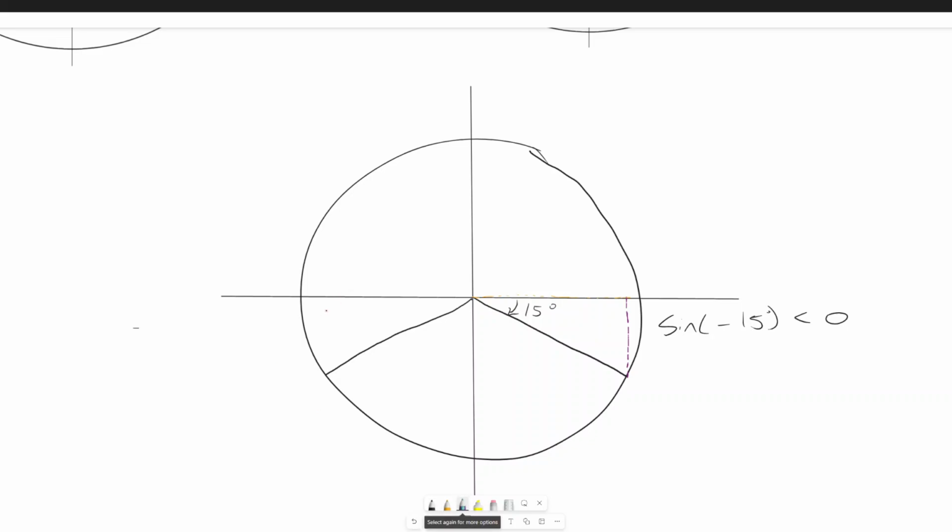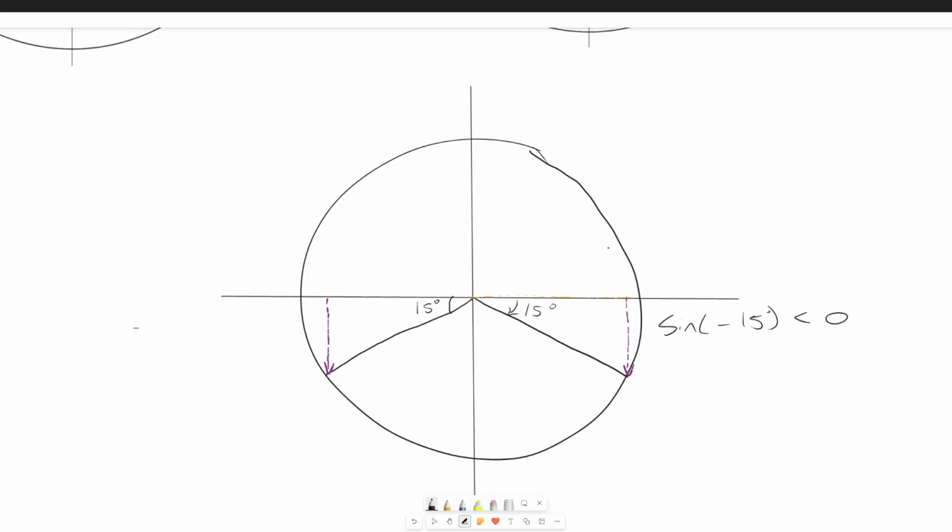And what do you see? We have the same height, and it's also pointing down. Also going down. So what we have here in the third quadrant is going to be the mirror image of the fourth quadrant. So if it's mirrored, then whatever we have here, which is 15, is going to be 15 here as well. Okay, very nice.